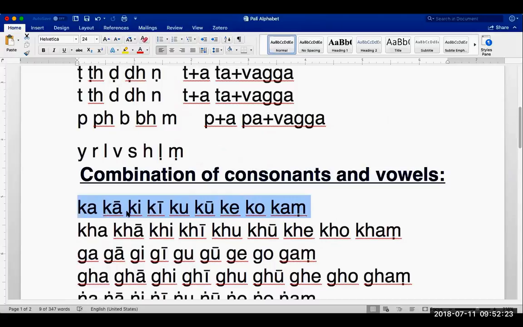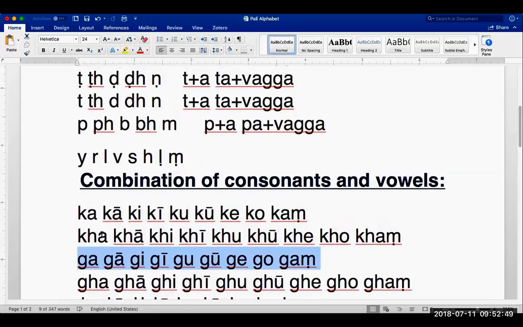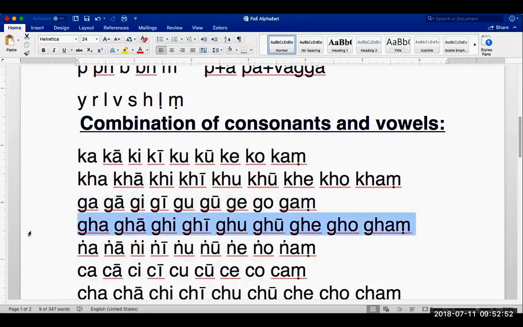Ka, ka, ki, ki, ku, ku, ke, ko, kang. Listen. Ga, ga, gi, gi, gu, gu, ge, go, gang.